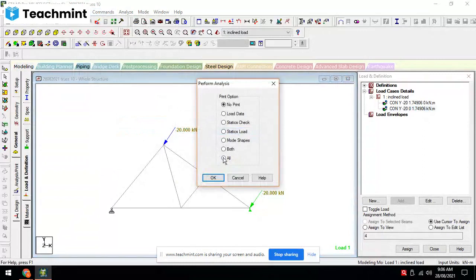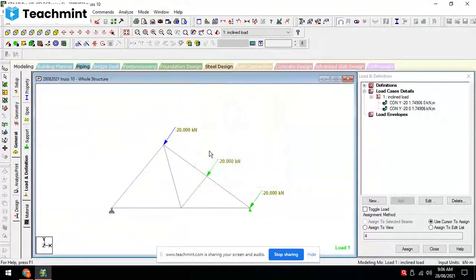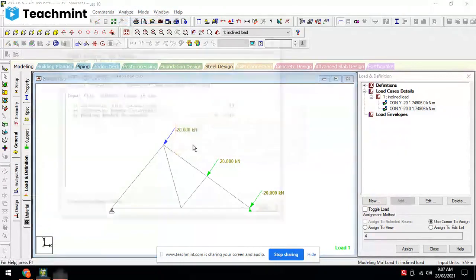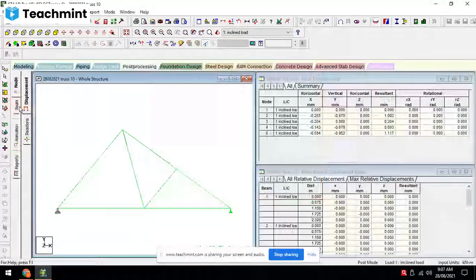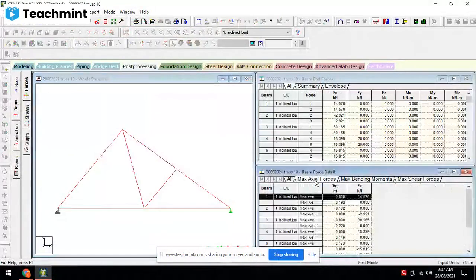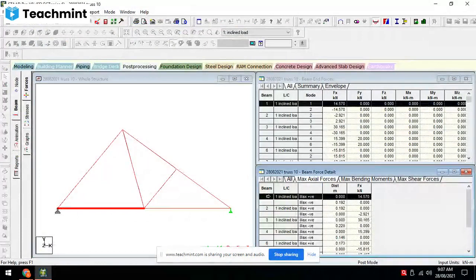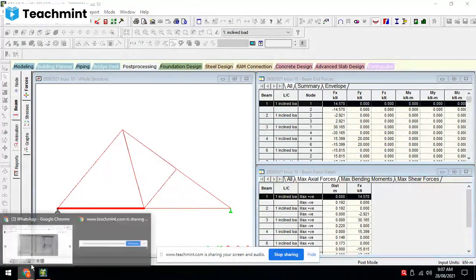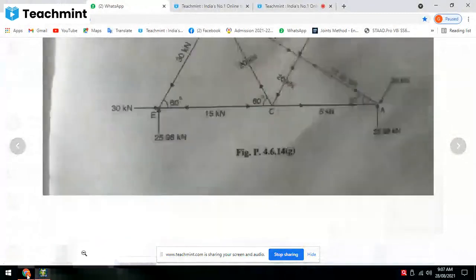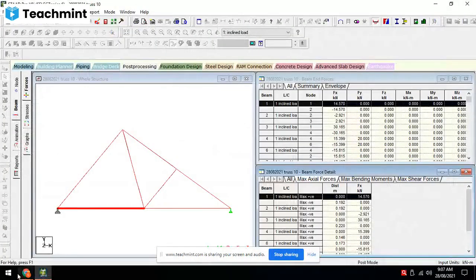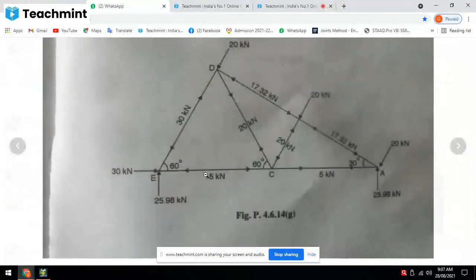Yes, sir. Then I will go to the analysis, perform analysis. Okay, we'll see whether results are matching or not. As we have somewhat changed the dimensions, or whether dimensions are correct or not, we don't know. We'll see the result and then we'll check. Beam axial forces. So it is 14.57. We'll see whether we get the same value. 14.57. Okay, that is near about 15.